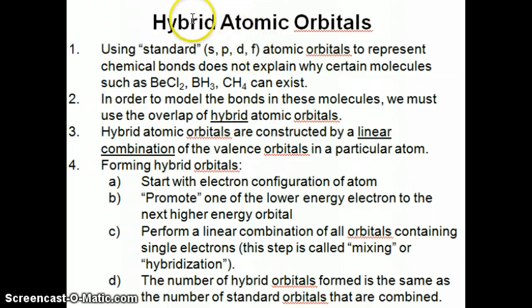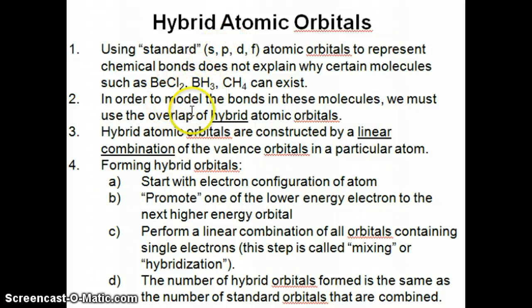Okay? So the idea is as follows. If we were to only use the standard atomic orbitals, standard here refers to the s, p, d, f orbitals that you're familiar with at this point, we're not going to be able to explain how certain molecules exist, like CH4. Methane is one example, but you'll see some other ones later. Beryllium dichloride, BeCl2, we know that's a linear structure, 180 degrees. BH3, which is a trigonal planar structure.